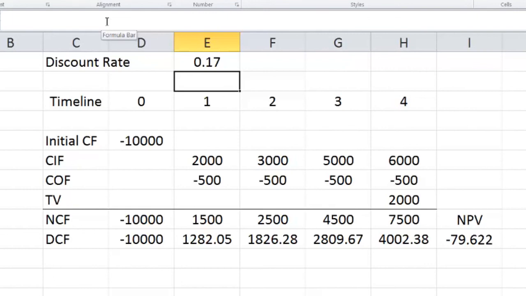There's a good step-by-step in this chapter, so get some practice working these problems, and most importantly, just make sure you understand what we're after here. We're after choosing those projects that will increase shareholder wealth and avoiding those which will decrease shareholder wealth.